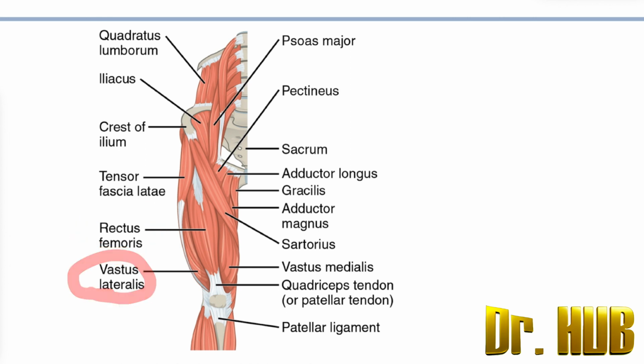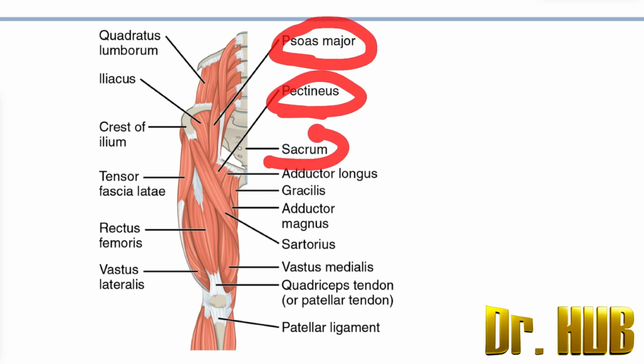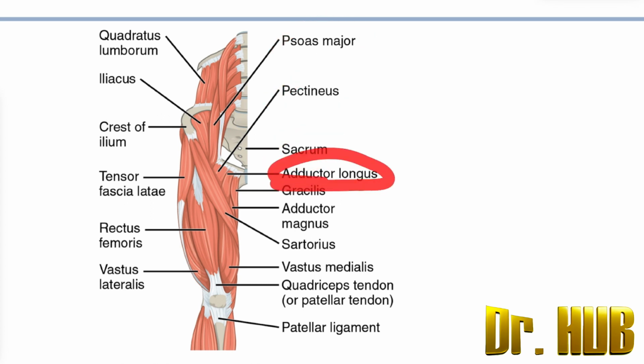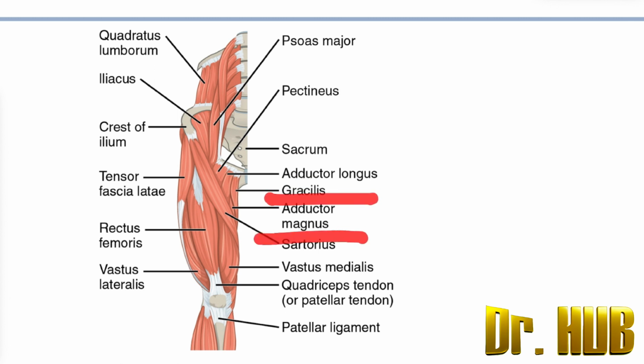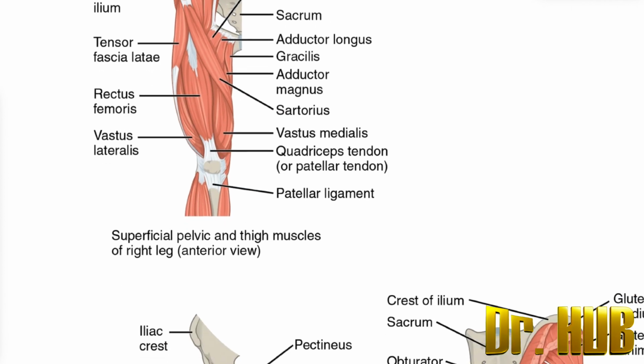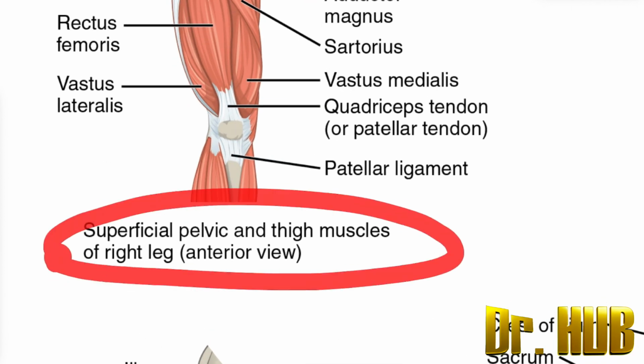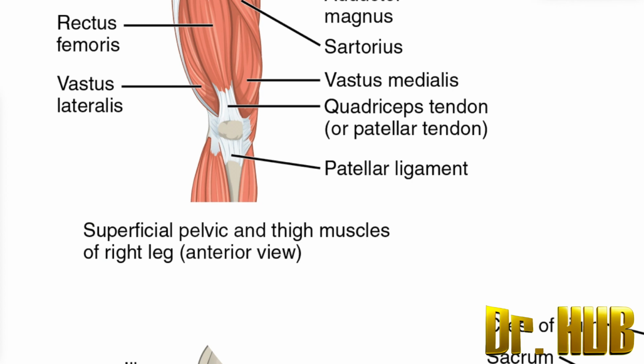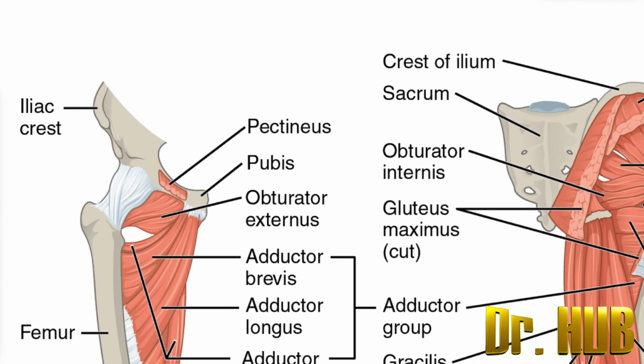There is the vastus lateralis. On the other hand, there is the psoas major, pectineus, sacrum, adductor longus. There is the gracilis, adductor magnus, sartorius, vastus medialis, quadriceps tendon or the patellar tendon, and the patellar ligament. So this was the superficial pelvic and thigh muscles. To be precise, this was the right leg which you are seeing in the anterior view.